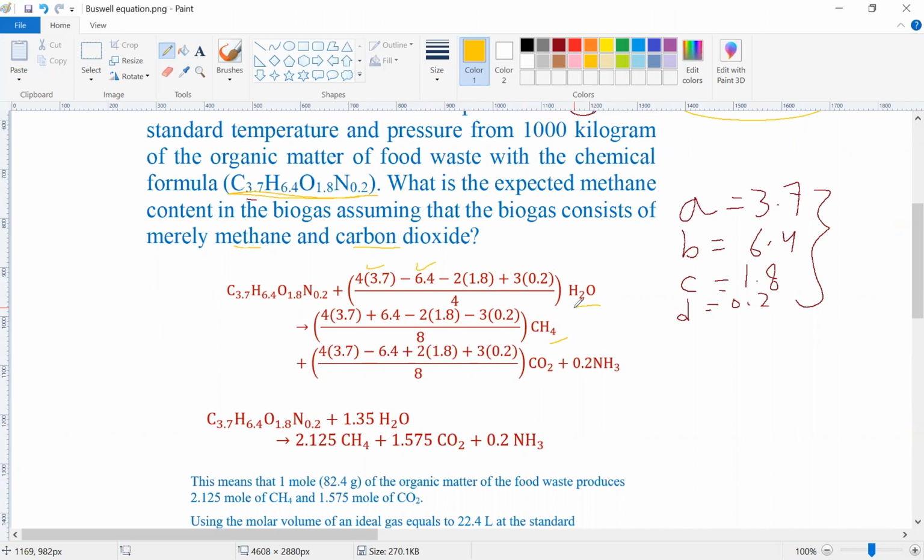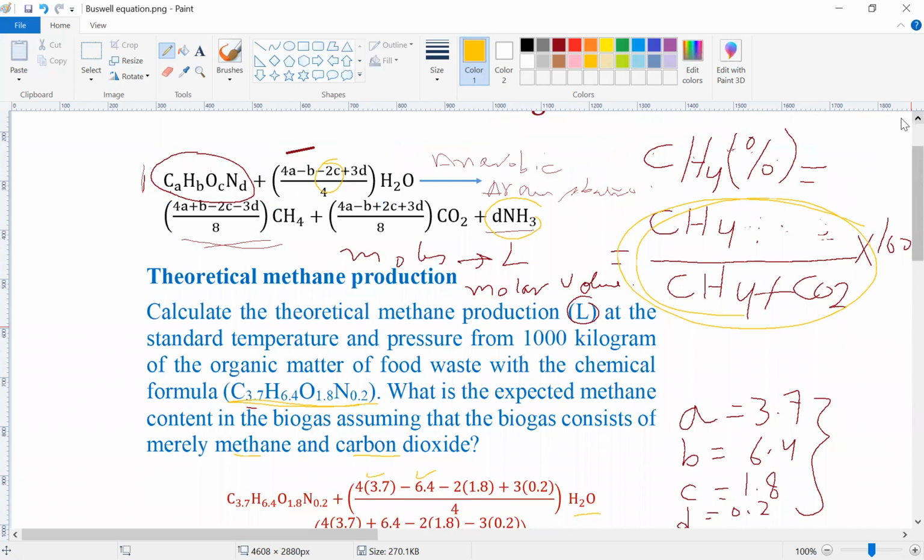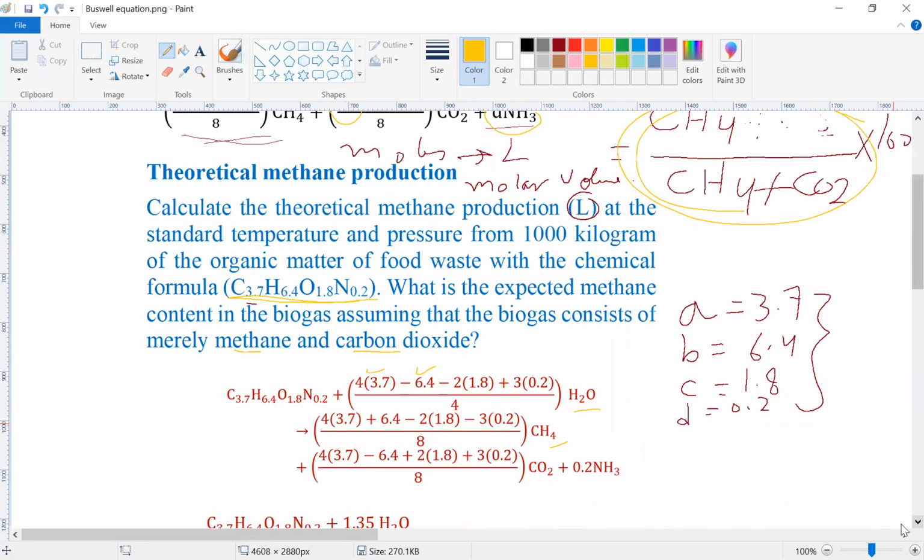And then we can also calculate the number of moles for the carbon dioxide, similarly. So 4 times A minus B plus 2C plus 3D, divided by 8. And this gives the number of moles of carbon dioxide. Again, for the ammonia, we have just D times NH3, so the number of moles of ammonia is 0.2 moles.